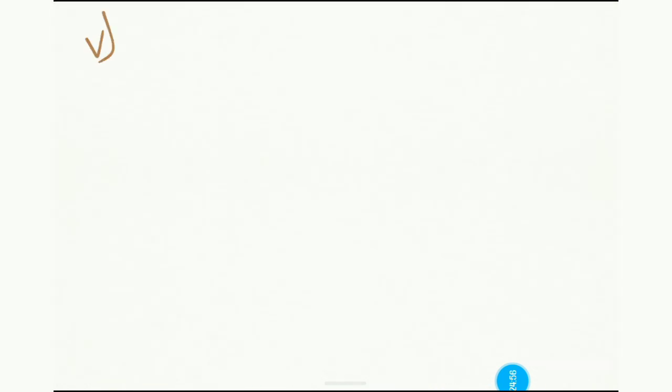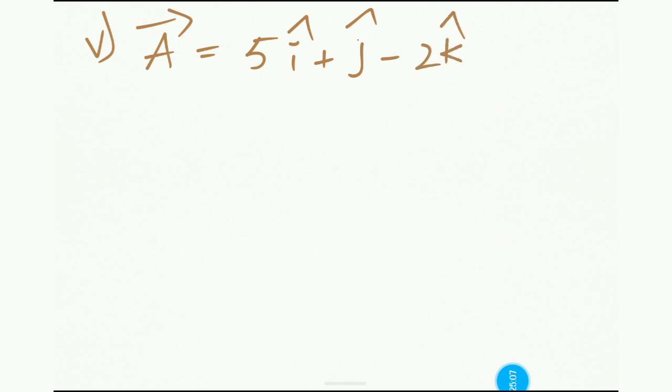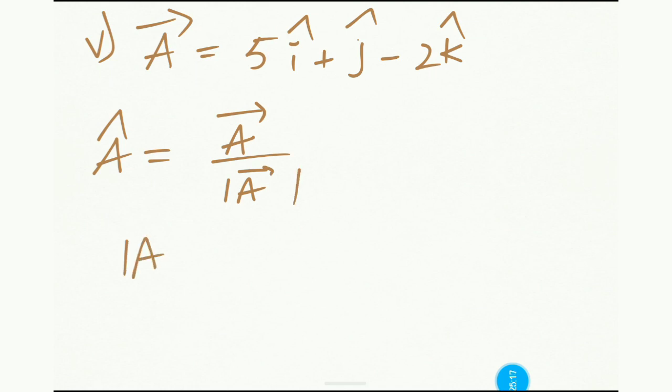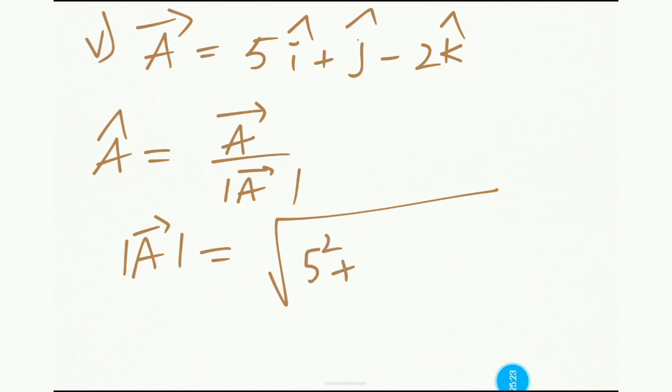Next we will see the fifth question. The unit vector in the direction of A, the vector is given to us, A bar equal to 5 i cap plus j cap minus 2 k cap. So how do we find unit vector in the direction of a given vector? The formula just now I have given. So a cap equal to a bar by magnitude of a bar. First find the magnitude of a bar in the method which I told you earlier for the previous question.